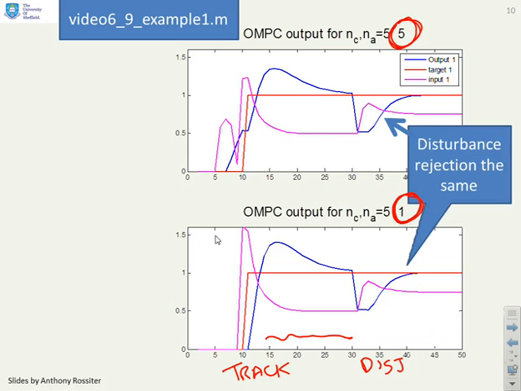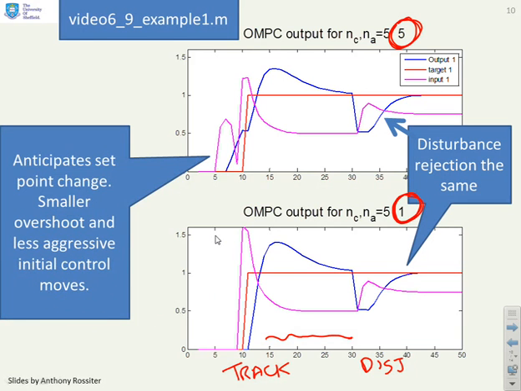So first of all, you'll notice that the disturbance rejection is the same in both cases, and that's not surprising because essentially there's no advanced knowledge there. So the algorithms are equivalent, and that gives you some confidence. However, when you have a set point change, you'll see clearly this one anticipates. You might not like how it anticipates, but let's not dwell on that.